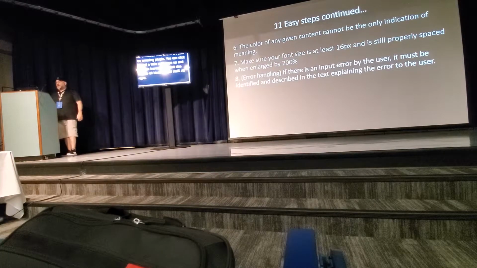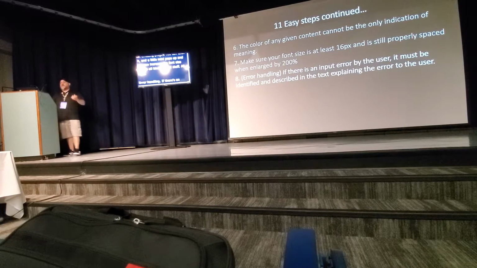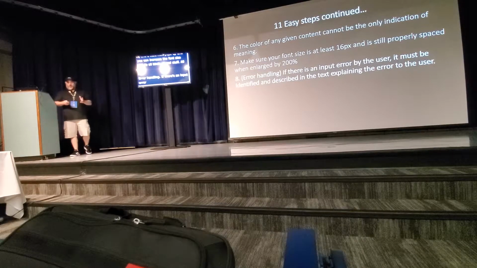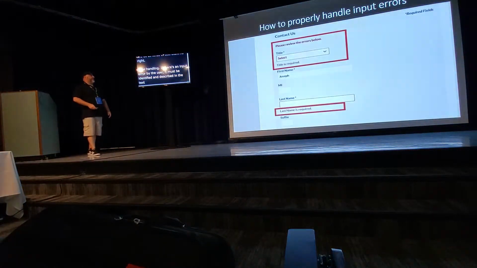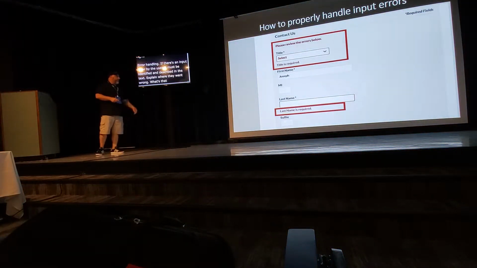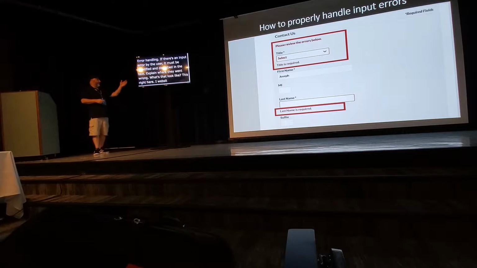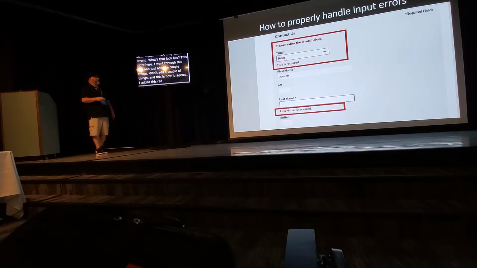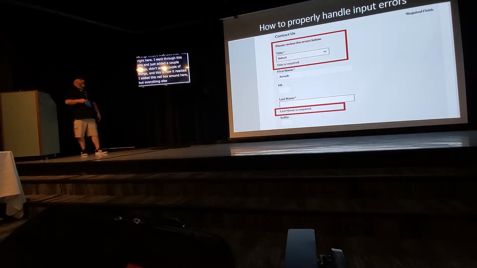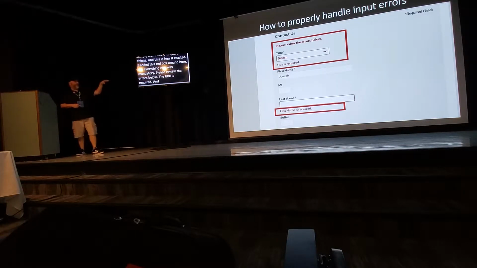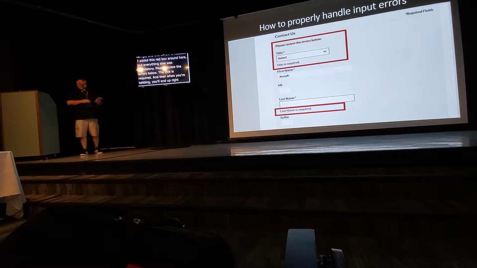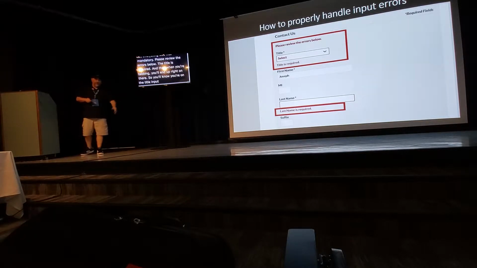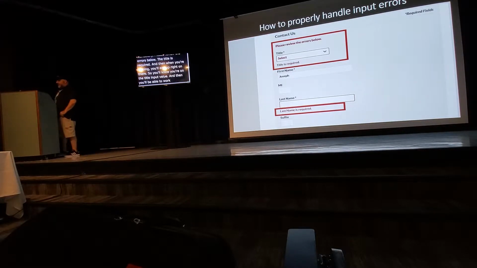Error handling. If there's an input error by the user, it must be identified and described in the text, explaining where they went wrong. What's that look like? This right here. I went through this site and just didn't add a couple of things, hit enter, and this is how it reacted. I added this red box around here, but everything else is mandatory. You got please review the errors below. Title is required. And then when you're tabbing, you'll end up right on the title input value, so you'll know where you went wrong and be able to work your way through.